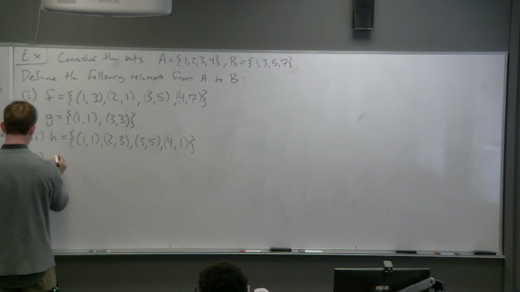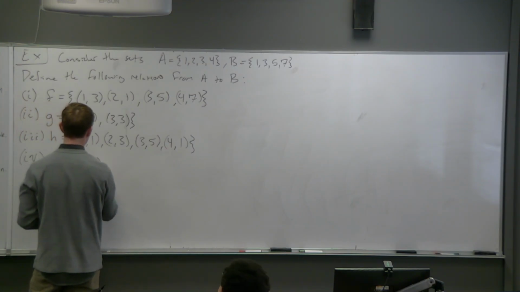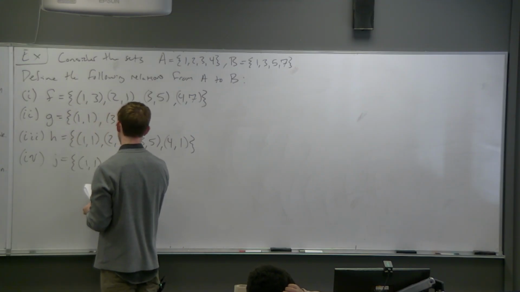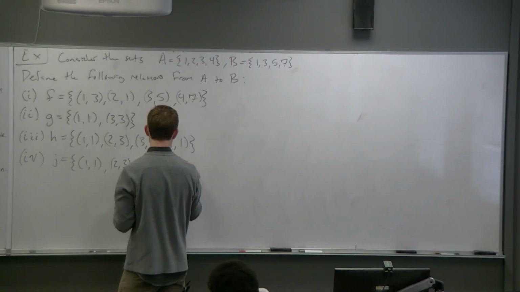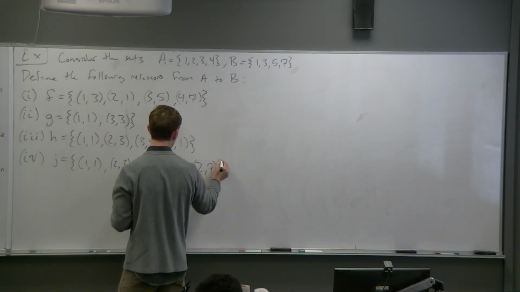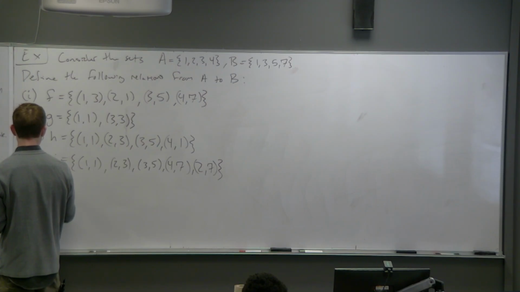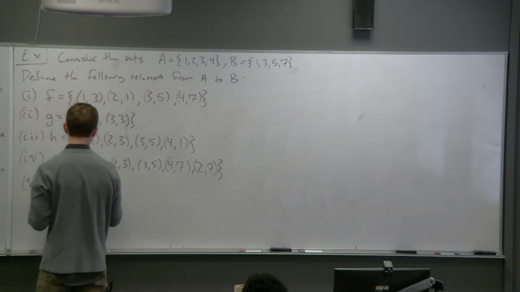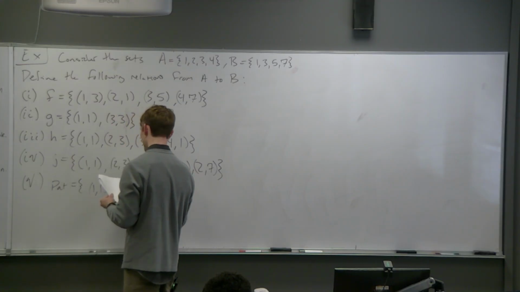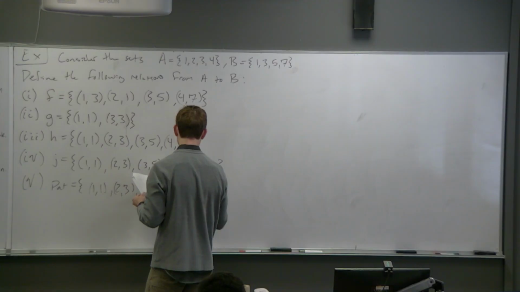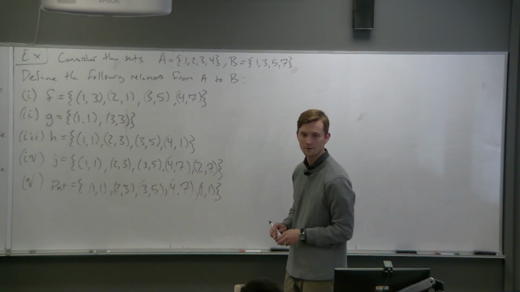Okay, let's take J, a weird one to use for the name of a relation, but why not? (1, 1), (2, 3), (3, 5), (4, 7), and how about, say, (2, 7)? And let's take 5 to be, let's call it Pat: (1, 1), (2, 3), (3, 5), (4, 7), and (1, 1). Which ones of these are functions?